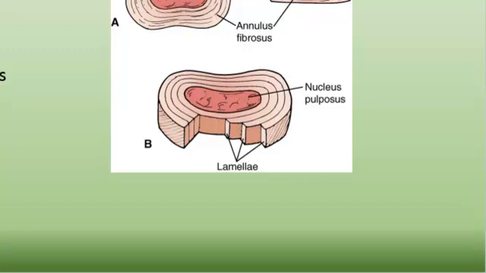Cartilaginous end plates cover the superior and inferior aspect of the nucleus where they meet the vertebral bodies. And these end plates are responsible for containing the nucleus from migrating superiorly and inferiorly.